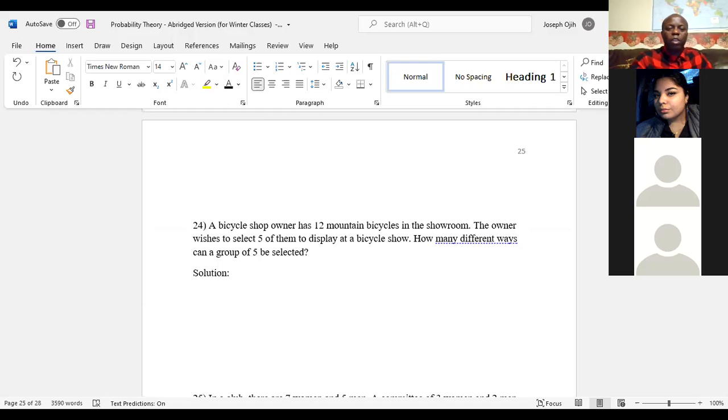I have 12 mountain bikes, so our N is 12. And the owner wants to select 5, so X is 5. So in how many ways? It's going to be 12 combination 5, because there's no specific order.